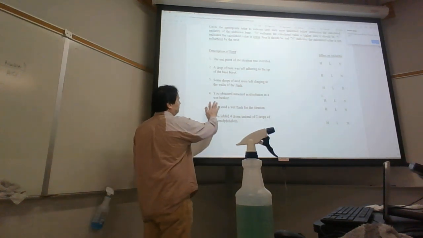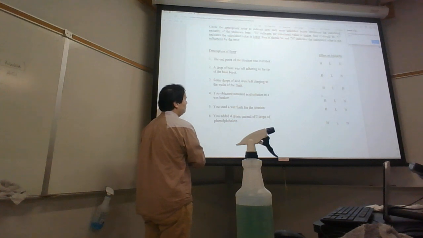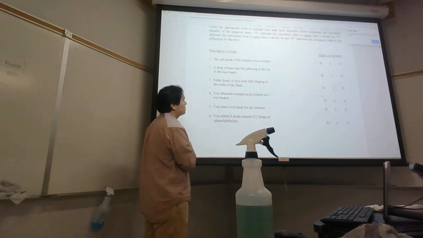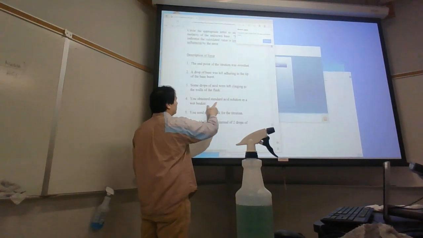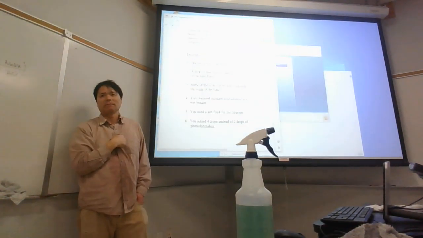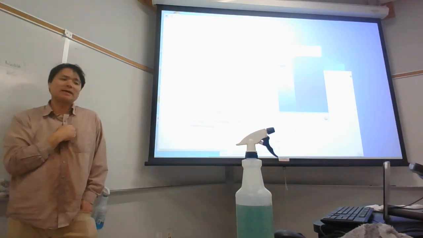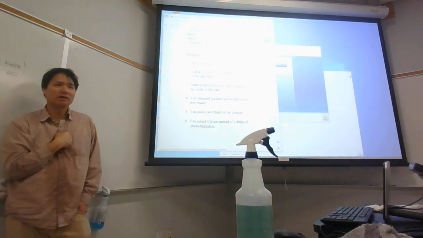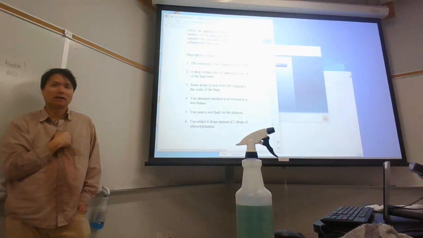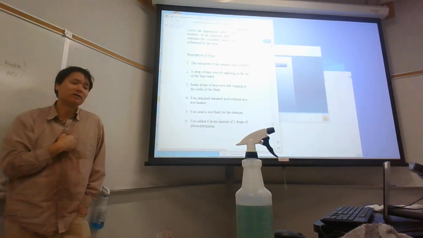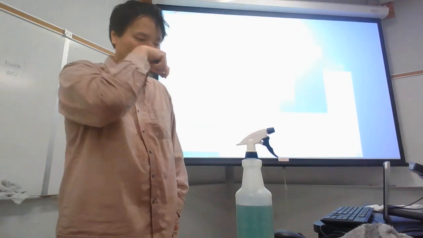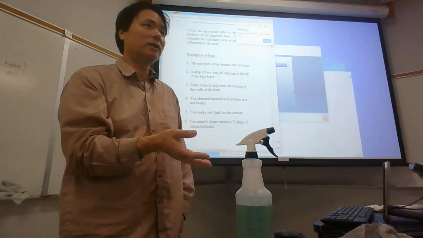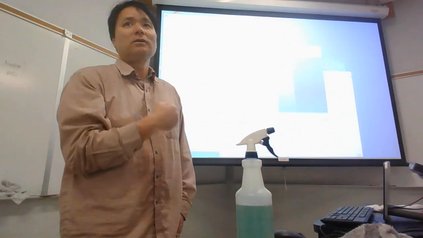All right, let's look at number 4. You obtain standard acid solution in a wet beaker. If you obtain standard acid solution in a wet beaker, you've destroyed the standard acid. Why? Yeah, you diluted it, and the whole purpose of a standard is to know the concentration as accurately and as precisely as possible. So now you don't know, because you don't know how much water was added. And so you no longer know this concentration.